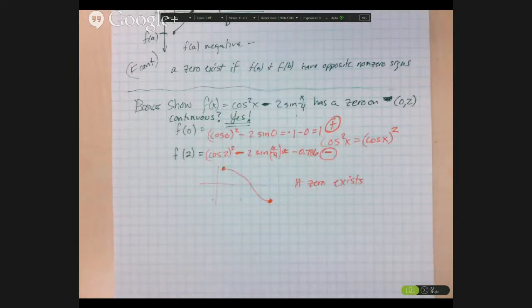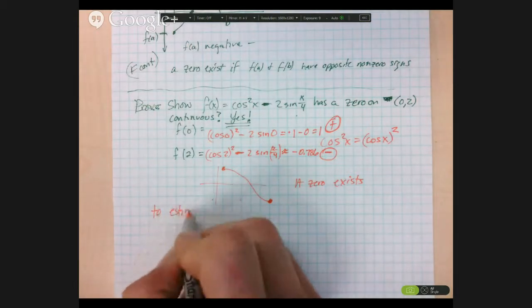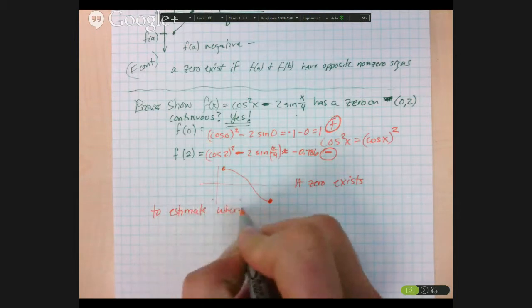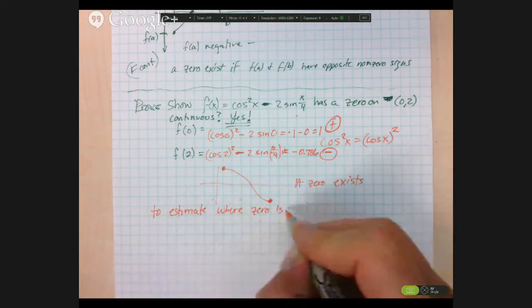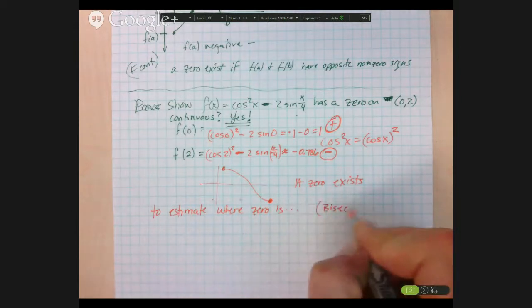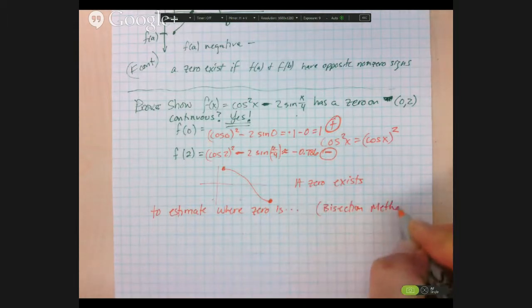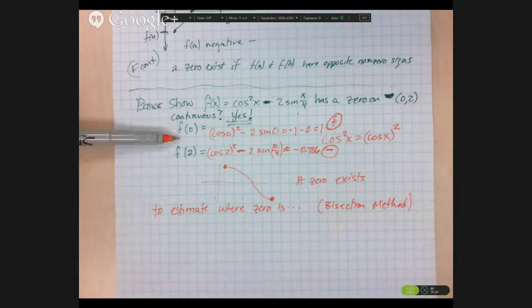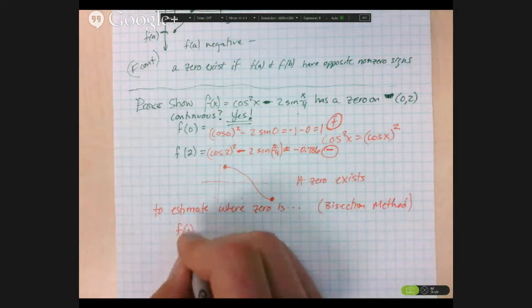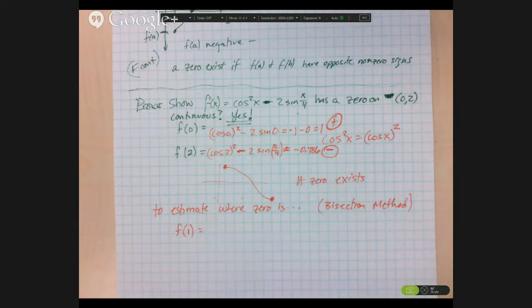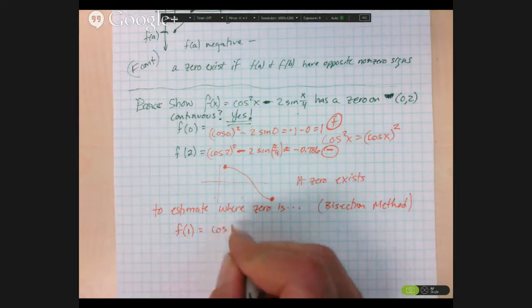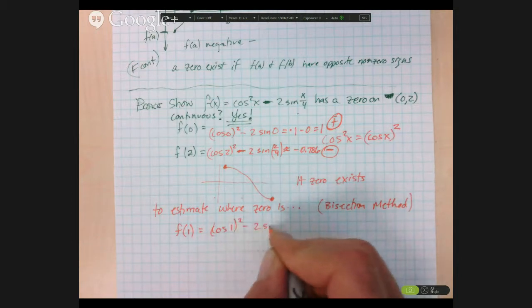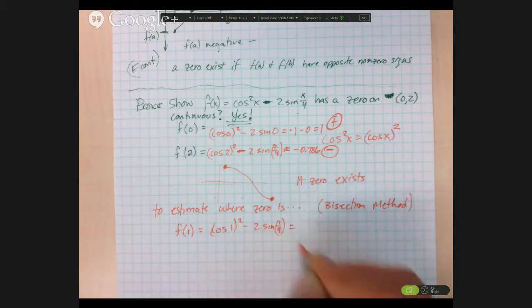Do you want to figure out where it is? Estimate where it is? You're going to need to know. This is called the bisection method. What number between here would you use to split that in half? Let's try f of 1. What do you get?